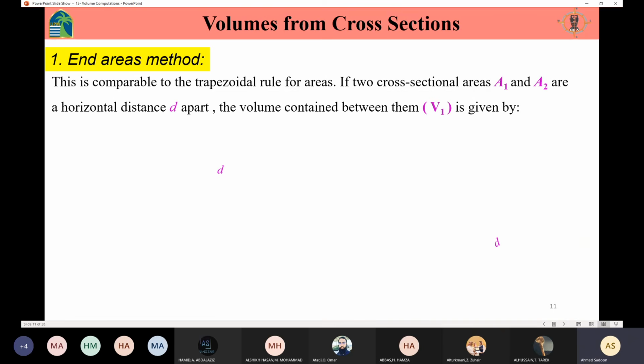So now we are in a position to introduce the first method to determine the volume. We call this the end areas method. This method can be compared to the trapezoidal rule for areas. Remember in the last lecture, we discussed the trapezoidal rule. In the trapezoidal rule, we determine the average offset between two offsets, and then it is multiplied by the width between them. So this method is similar to the trapezoidal rule for areas.